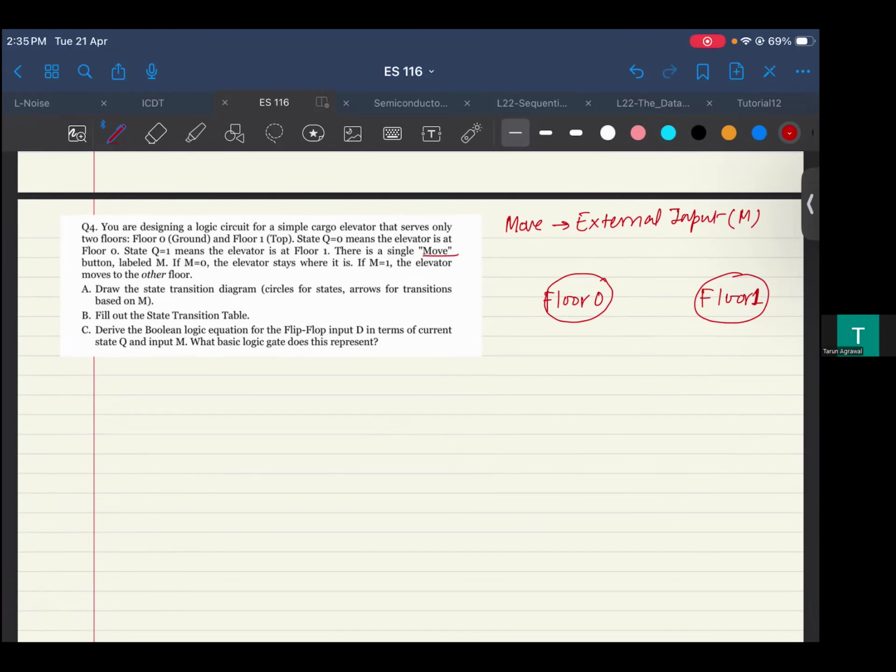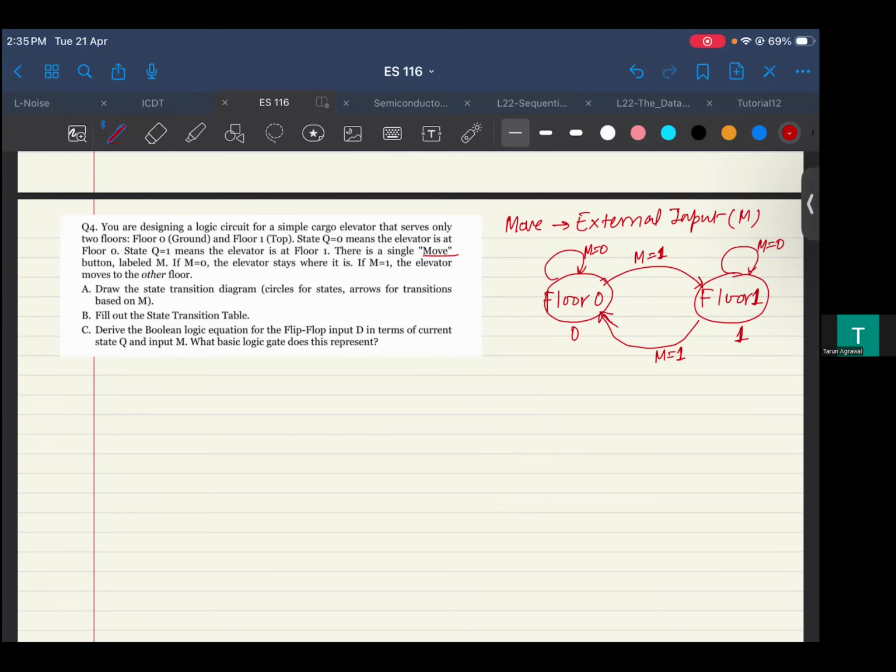Okay. So what it is saying is if m is 0, you stay there. Similarly, if your m is 0 here, you stay there. There's no movement. But if there is an m which comes, then you move to the other floor, or the other way around. When you are at floor 1 and m comes, you move to this floor. That is what is happening. And this is the only thing, and there are two states, 0 and 1, for us. So this is the state transition diagram we have already made. This is our 0th state and this is our 1 state.